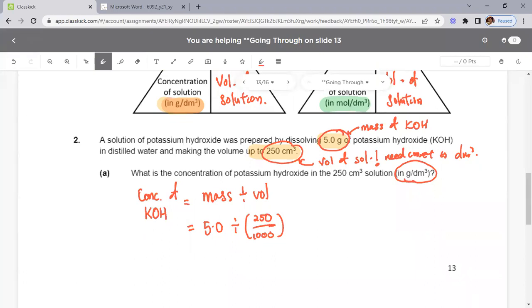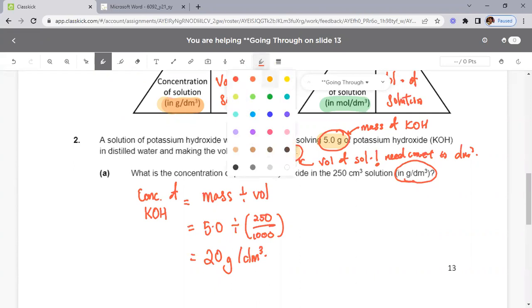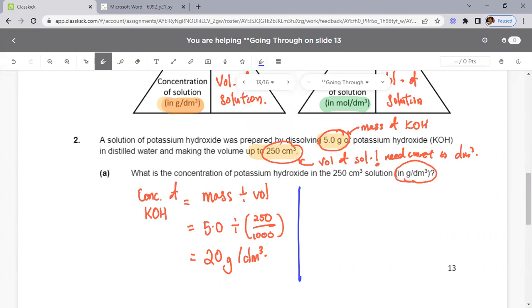So 250, so 5. I'm going to work it out on my calculator. The answer you're going to get is 20 grams per dm cube. Okay, 20 grams per dm cube. Now, I just want to make a little sense of it. Instead of just purely learning how to calculate, what exactly does it mean when I say 20 grams per dm cube? So I'm going to use blue to just illustrate over here.